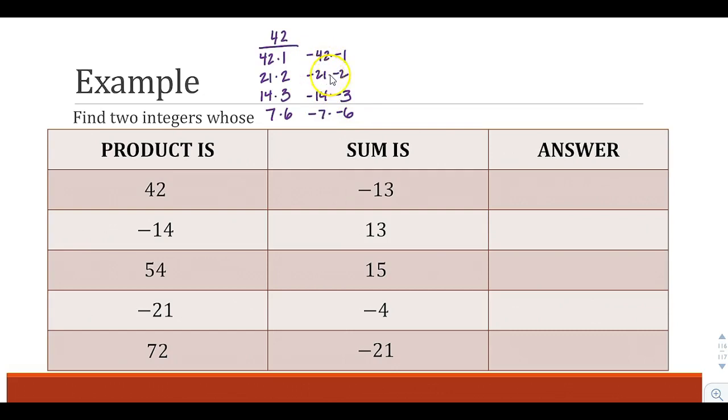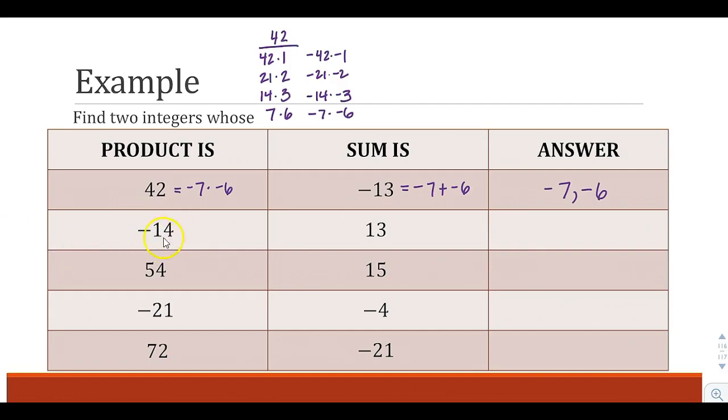So which of these products, as a sum, is equal to negative 13? The first two would be negative 43. This next one would be negative 23. Then negative 17. So it's this last one here, negative 7 plus negative 6, that gets me a sum of negative 13. So the product, negative 7 times negative 6, is equal to 42, but negative 7 plus negative 6 is equal to negative 13. So the two answers are negative 7 and negative 6.